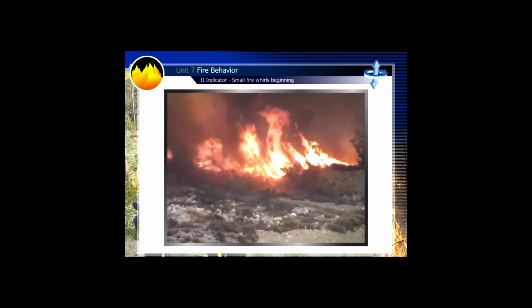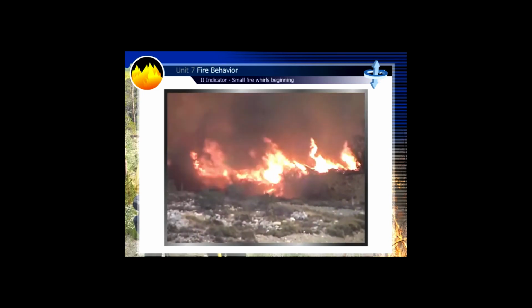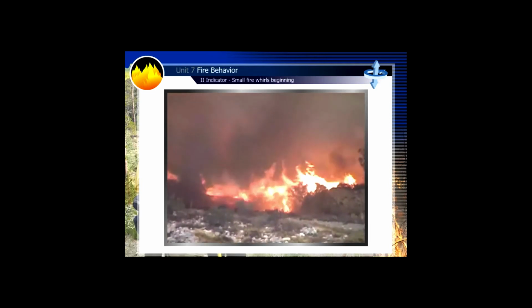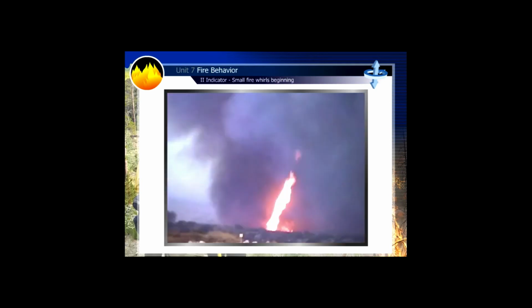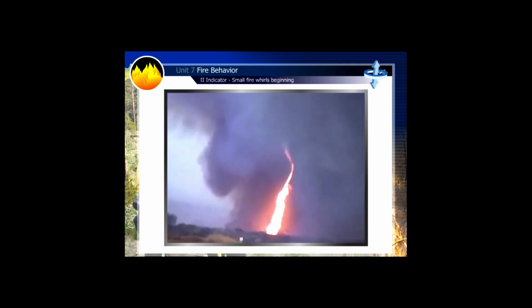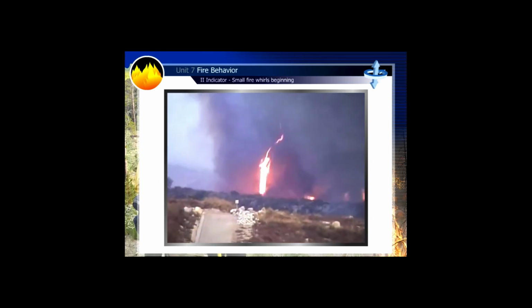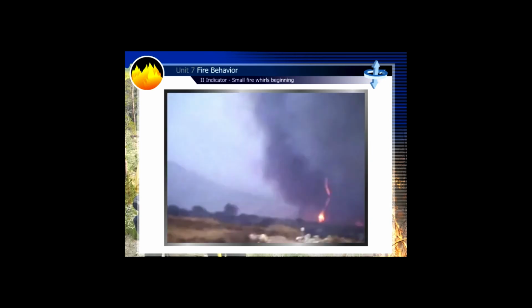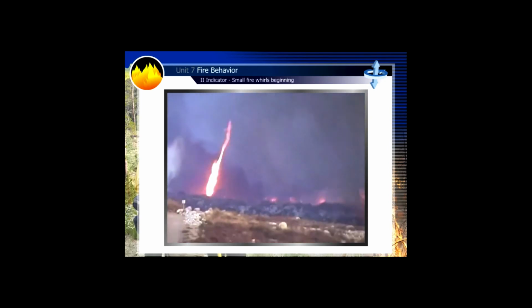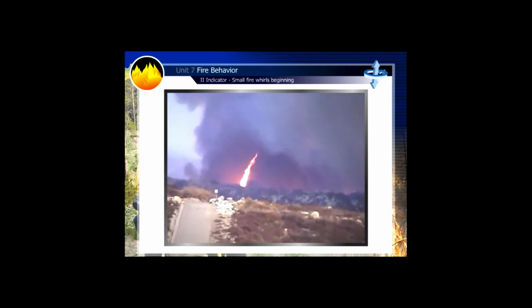The presence of small fire whorls beginning is an indicator that the fire is developing vertically, building intensity, and may have potential to transport firebrands. Fire whorls develop when there is wind shear in the lower atmosphere and unstable heated air near the surface.